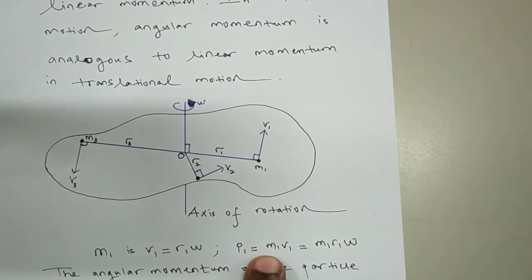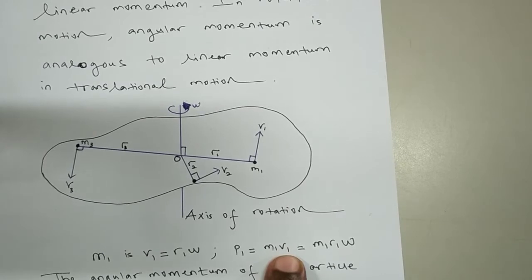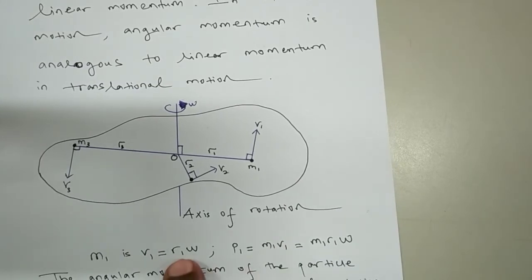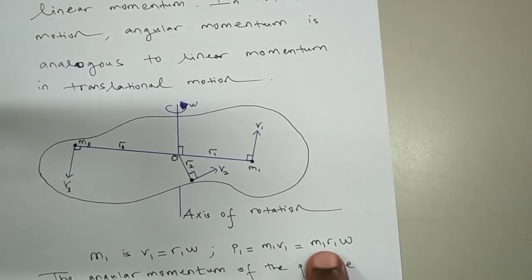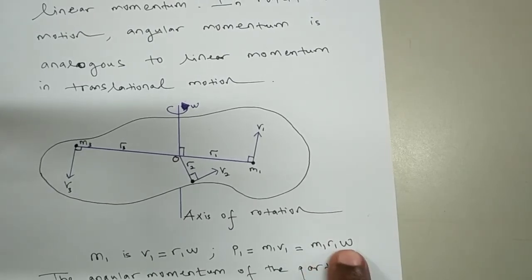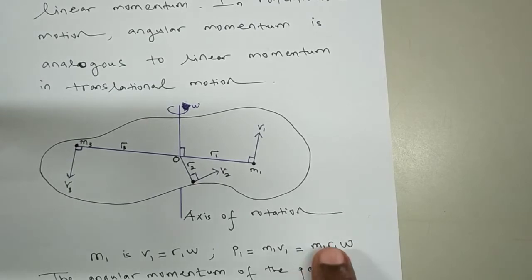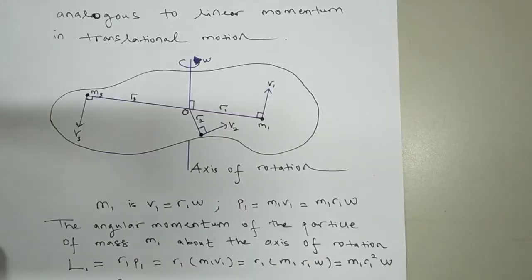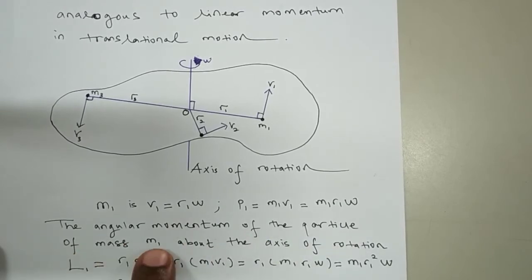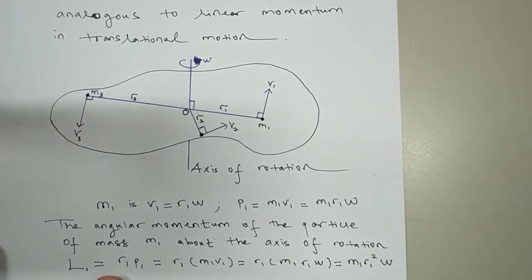The linear momentum of m1 is p1 equals the product of m1 and v1. So we will take v1 as r1 times omega. You will be able to get m1, r1 and omega, the product of m1, r1 and omega. So the angular momentum of the particle of mass m1 about the axis of rotation is equal to r1 p1.